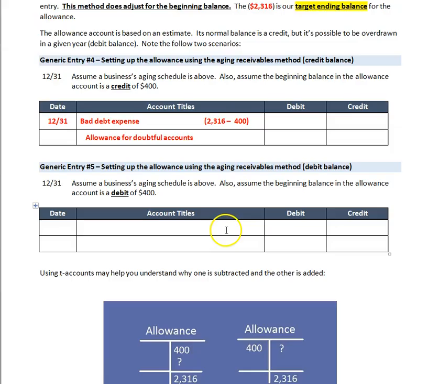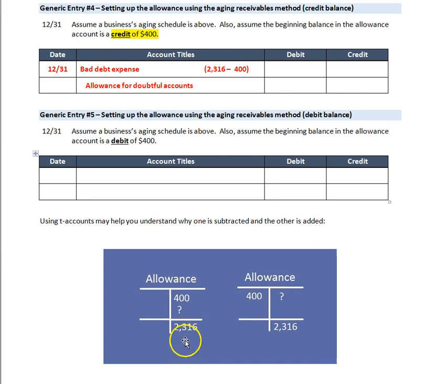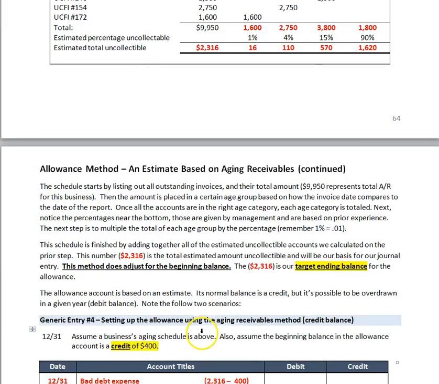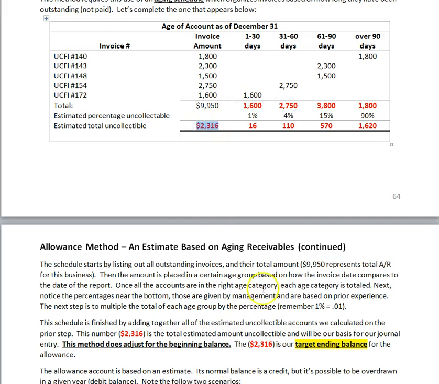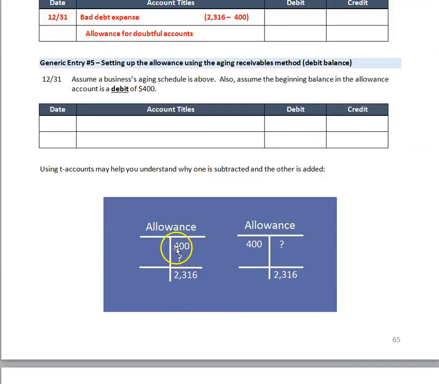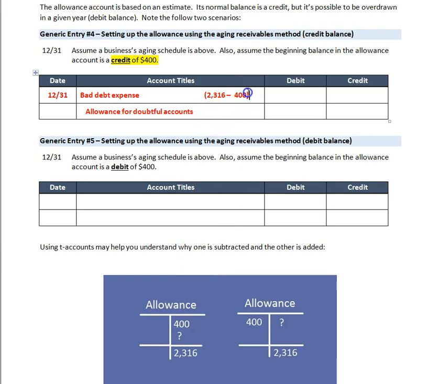Alright, in this case, let me go and show you the T accounts down here. This one's saying the beginning balance for the allowance account had a credit of $400. So if we look at a T account here, credit of $400. And we want the ending balance to be 2316 because that's the total amount from the aging schedule that we do not expect to receive. So if you look at the math here, 400 plus something equals 2316. If you can set it up algebraically and solve for this, it'll be obvious that you need to subtract to get to this question mark, and that's why this one is subtracting.